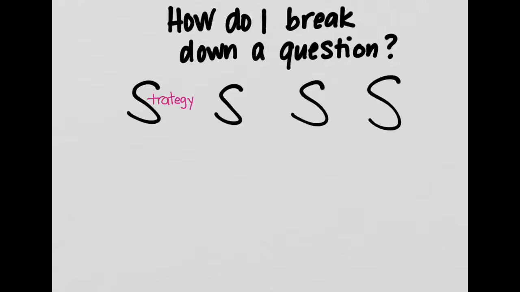The next part of my method is called setup. To set up my problem, I need to figure out where in this word problem am I getting my information from, and then where the heck do I plug it in? Then in my third section, which I call solution, I've plugged all my numbers in, and then I just do the math. Lastly, I'm going to take a second and ask myself, does this make sense? Strategy, setup, solution, and sense. 4 ways to make sure that I'm doing a problem right.